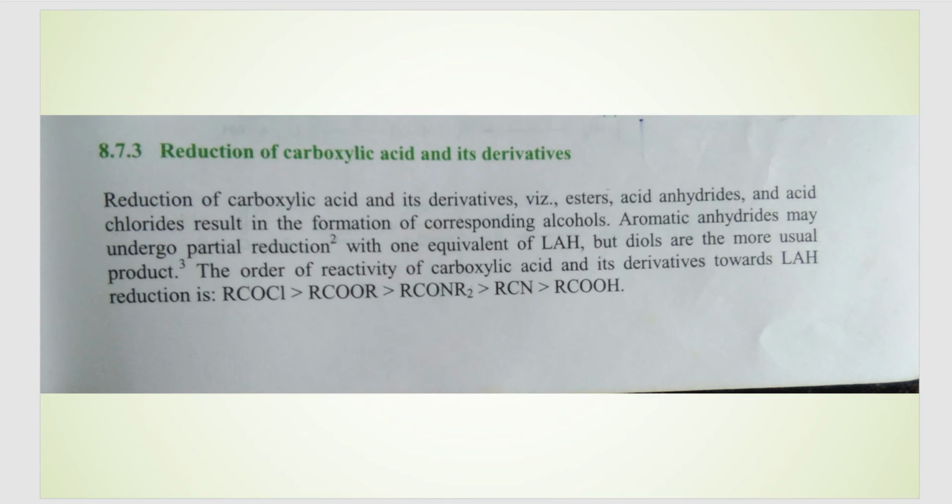So you know that lithium aluminum hydride has a capability to reduce carboxylic acid and its derivatives. So derivatives are esters, acid anhydride, acid chlorides, etc. All of them on reduction in the presence of lithium aluminum hydride, you will get the corresponding alcohol. And aromatic anhydrides, when they have an aromatic ring, will sometimes not undergo complete reduction, they can undergo only partial reduction. And the order of reactivity is acid chlorides are very reactive to reduction reactions compared to cyanide groups, CN groups, and last is the carboxylic acid groups.